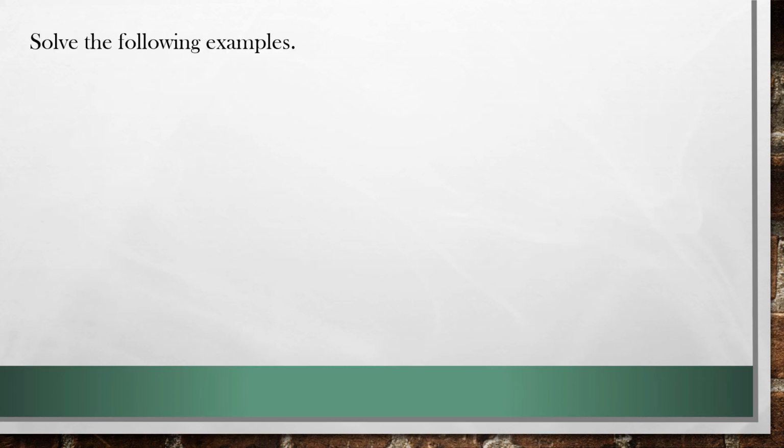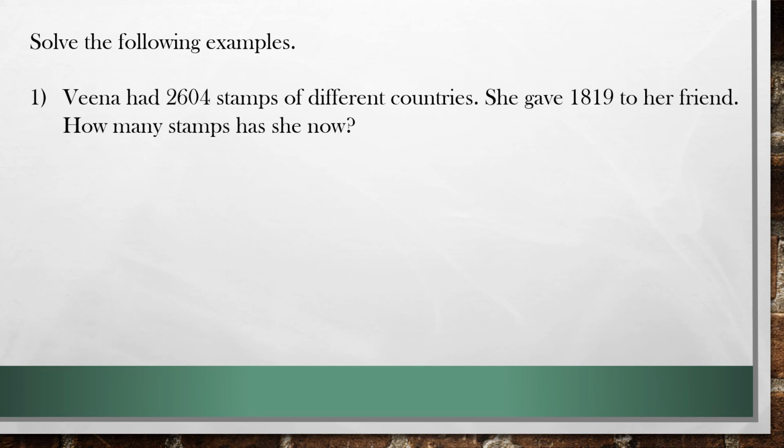Solve the following examples. Now we have word problems with us, so you have to be very careful while reading the questions. Veena had 2,604 stamps of different countries. She gave 1,819 to her friend. How many stamps does she have now? So she had collected 2,604 stamps. Out of these she gave 1,819 to her friends. So how much is she left with now? So I have a few options given to us. We have 4 options: 685 stamps, 785, 885 and 180.